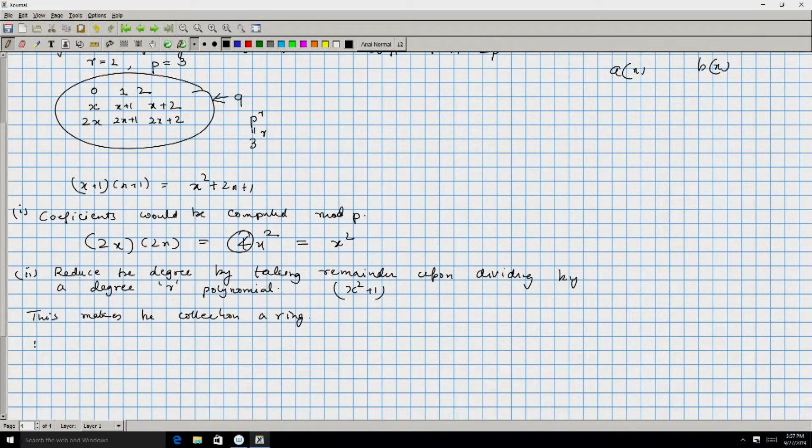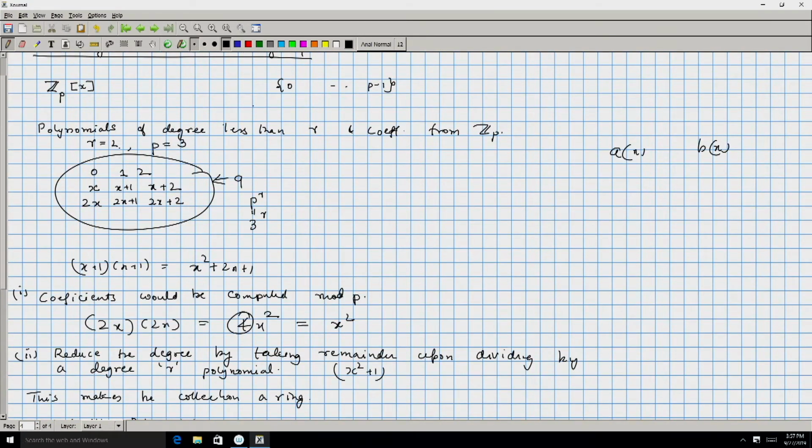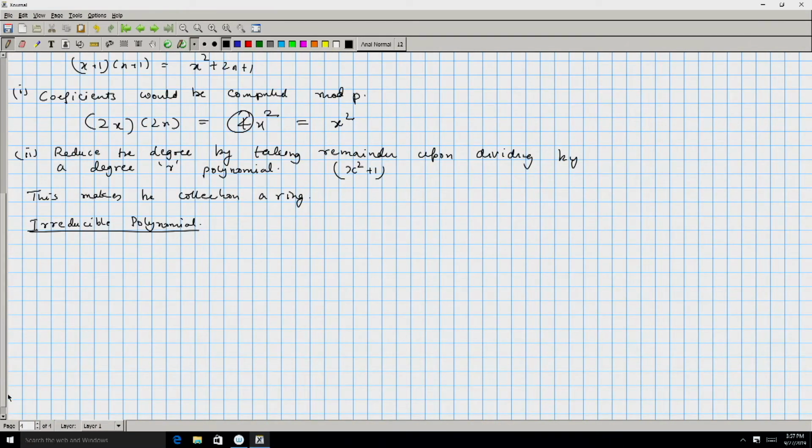Okay. We will introduce a concept called an irreducible polynomial. Okay. And if the polynomial by which we are dividing is an irreducible polynomial, then we will show that this collection of polynomials will basically be a field. Okay. So, before we introduce the notion of irreducible polynomial, let me just state whatever we were doing in a generalized setting.